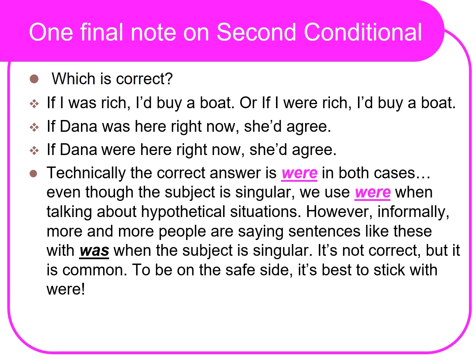Technically, the correct answer is were in both cases. Even though the subject is singular, we use were when we're talking about a hypothetical situation. However, informally, more and more people are saying sentences like this with was when the subject is singular. It's not correct, but it is common. To be on the safe side, it's best to stick with were. So we have to use were, we don't use was in the second conditional.